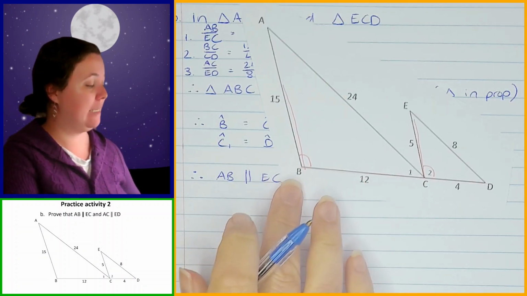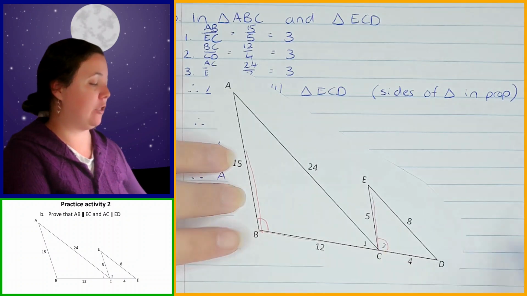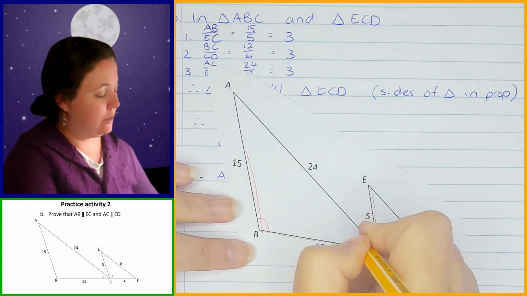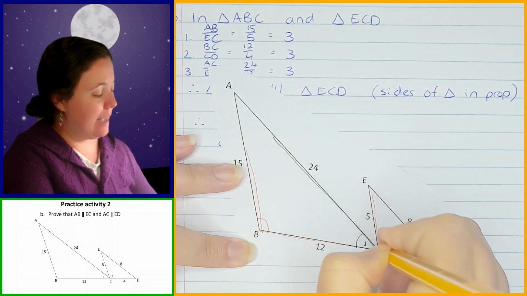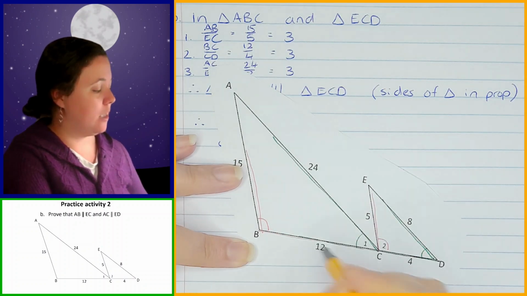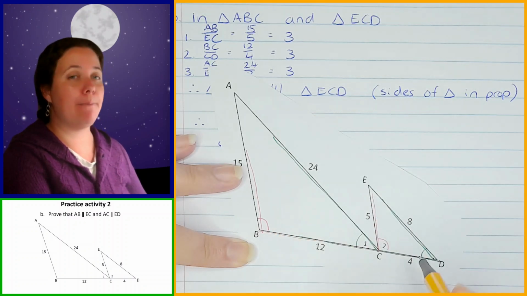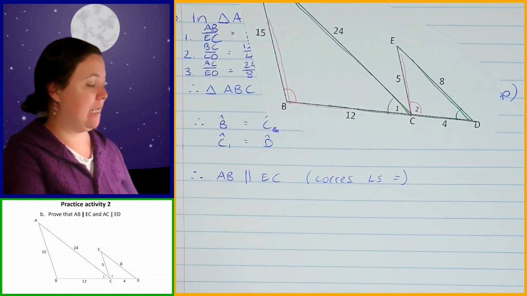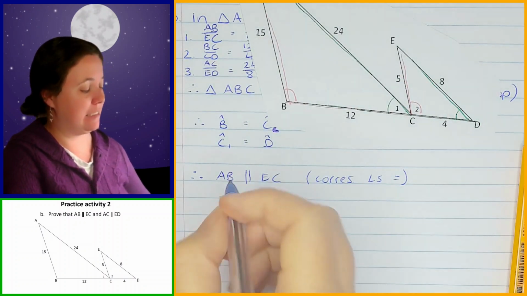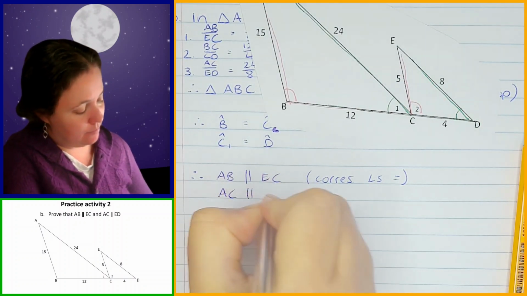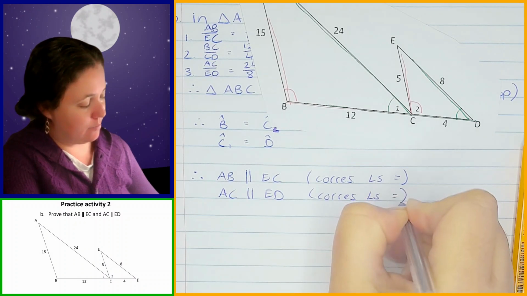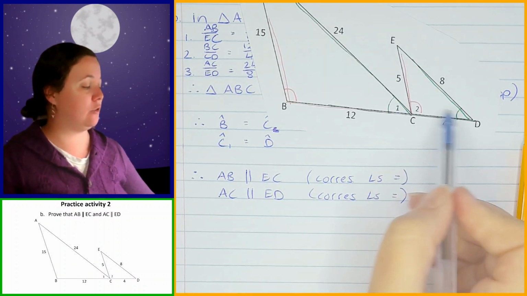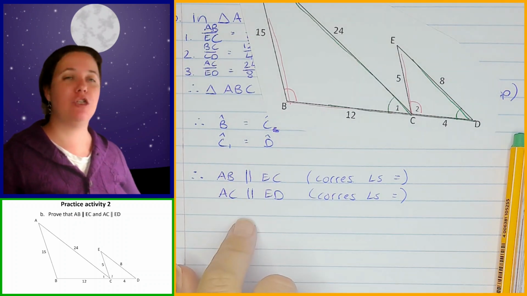And I can also say that AC is parallel to ED because these angles over here are corresponding, and I just proved that they're equal. And so if these lines over here are being cut by this transversal over here and resulting in equal angles, it means that those lines must be parallel. So I can say that AC is parallel to ED as well, for the same reason, because their corresponding angles over there are also equal. And that's what you should have got for question B.